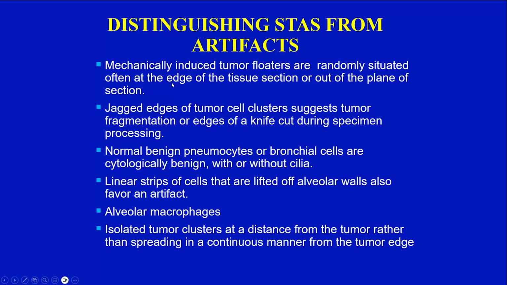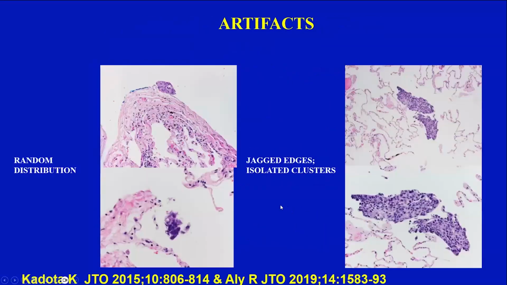Floaters are typically randomly situated at the edge of the tissue or out of the plane of section. Jagged edges of the tumor cell clusters suggest fragmentation. Normal epithelium is fairly simple to recognize. Linear strips of cells lifted off the alveolar walls also favor an artifact. Alveolar macrophages look quite different. And if you don't have a continuous spread from the edge of the tumor and you just have isolated clusters at a distance, that favors an artifact.